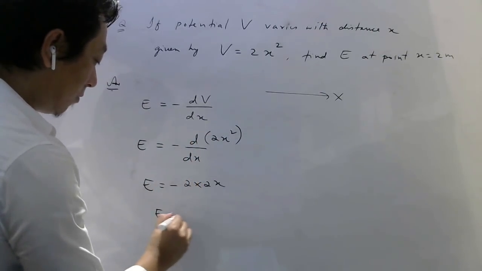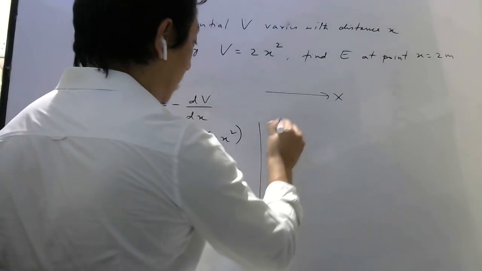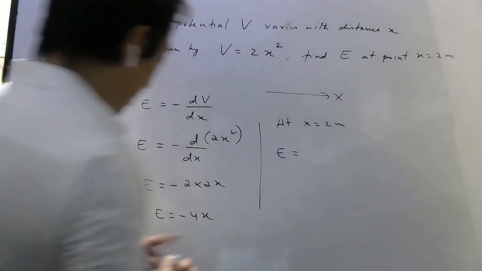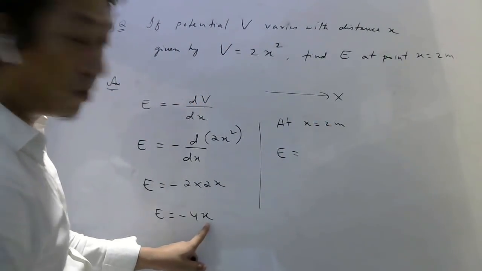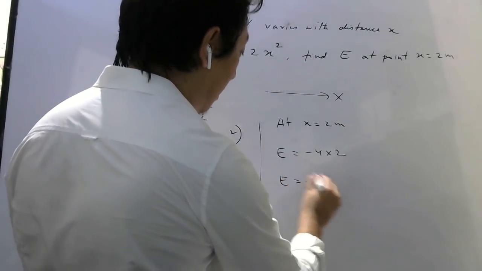So electric field will be minus 4x. Now at what point do they want it? x equals 2 meters. So what will be the electric field at x equals 2 meters? Substitute 2 meters here: minus 4 into 2. So the electric field will be minus 8.